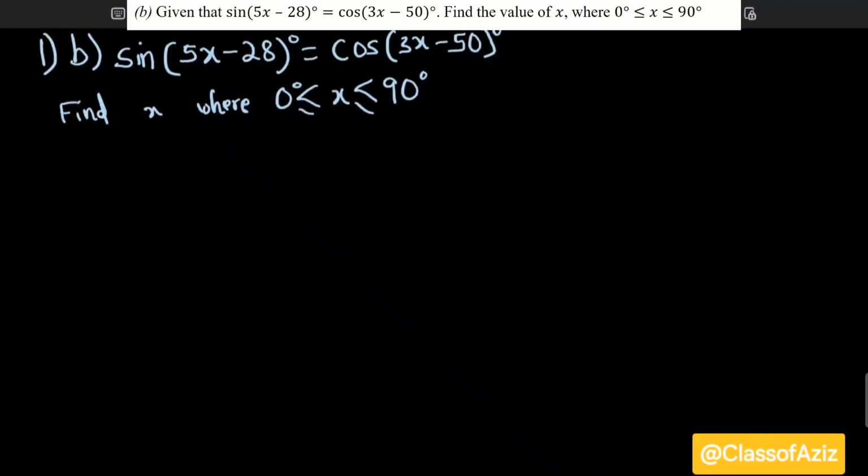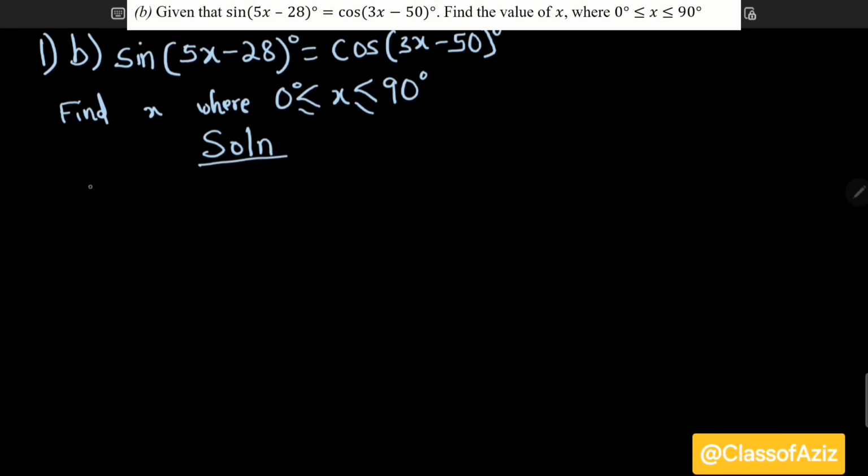So the 1B says that sine of (5x minus 28) degrees is equal to cos of (3x minus 50) degrees. And it's saying that find x where 0 degrees is less than or equal to x, and x is less than or equal to 90 degrees. So let's solve this together.